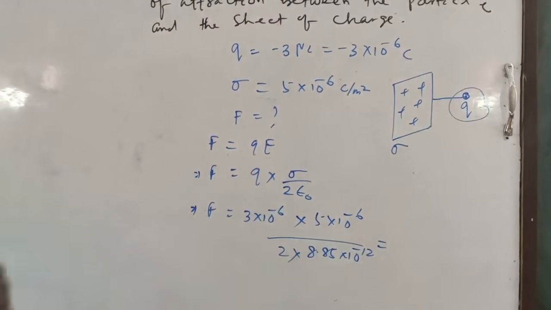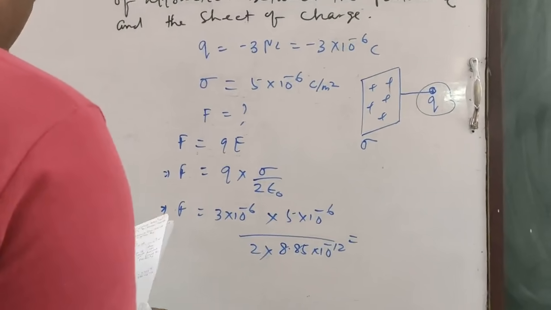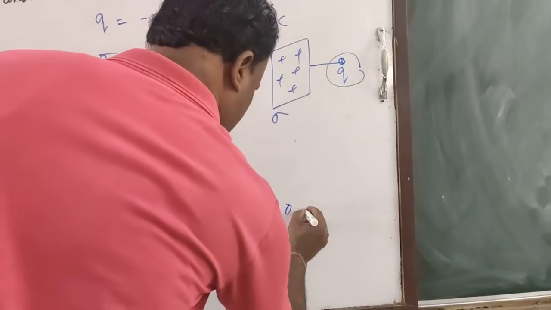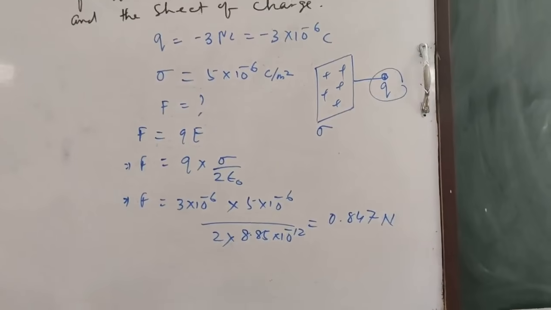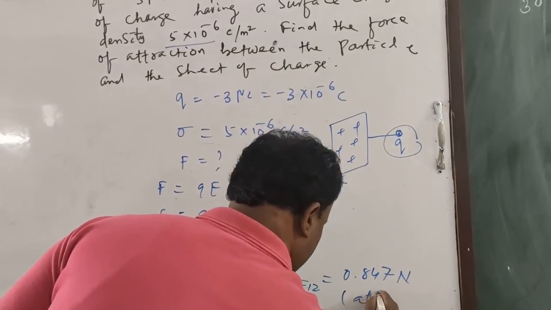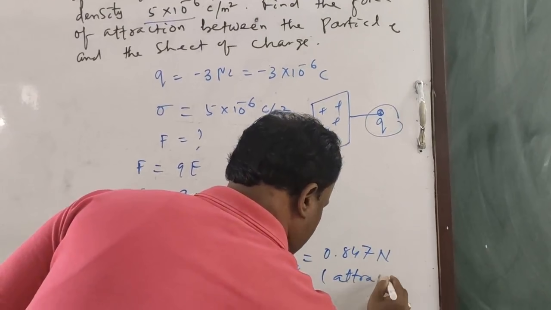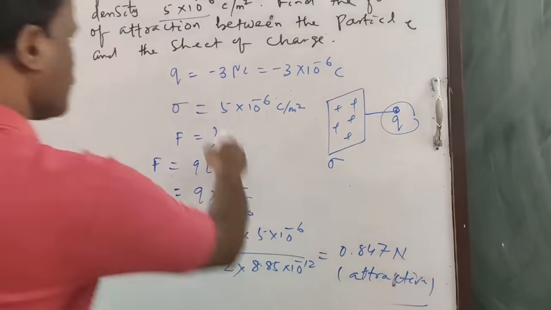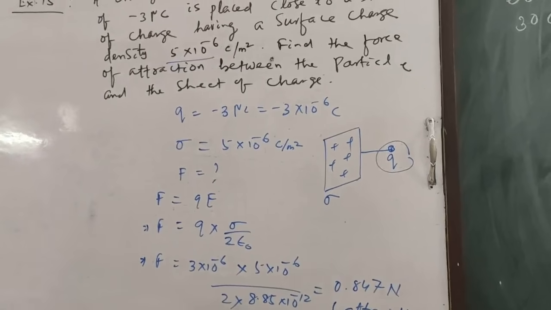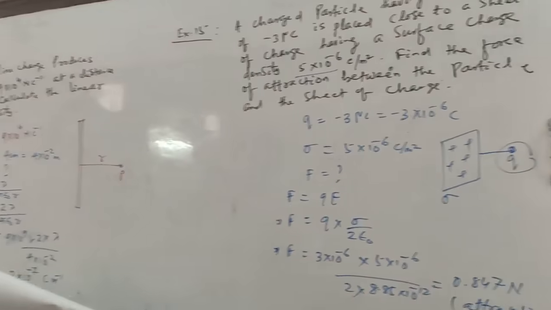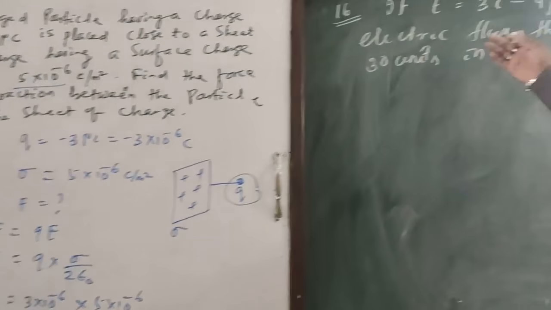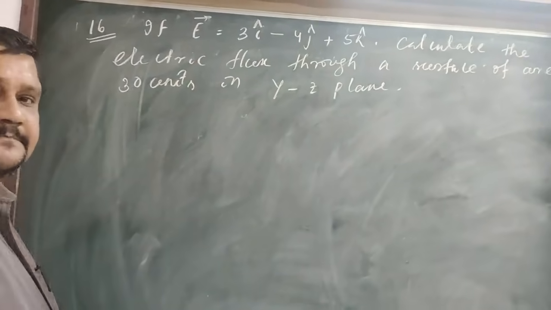Solving this, we will find the force of about 0.847 Newton, and the nature of the force is attractive. Clear? So this is about the force experienced by a charge when placed near a charged sheet. Clear? The next question is given here.